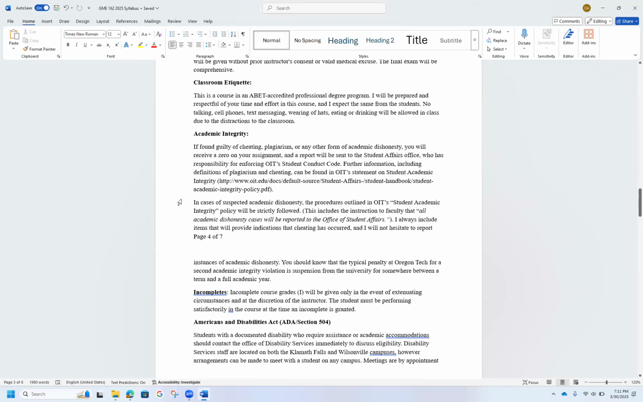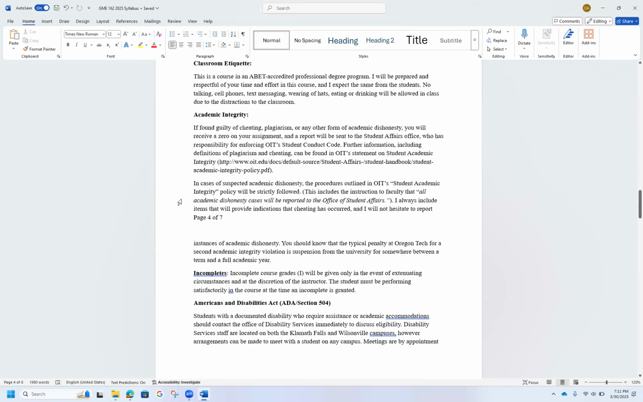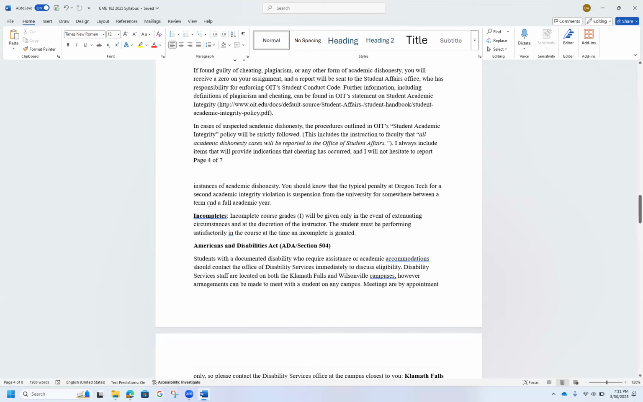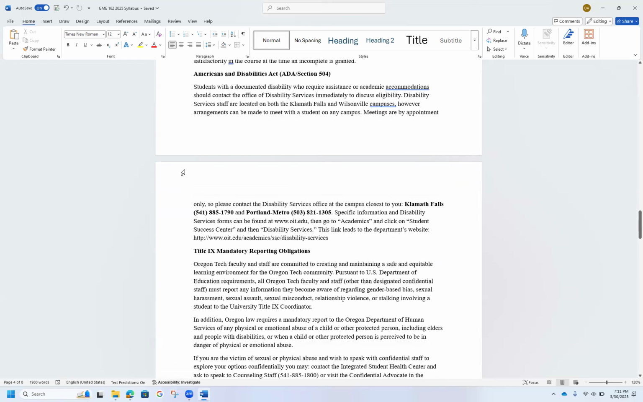Academic integrity. This goes back to that closed book stuff, especially the exams. Don't make me second guess whether there was any cheating or plagiarism going on, because I don't like dealing with that stuff. I don't have time for it, so that's the one thing I don't really want to be dealing with.